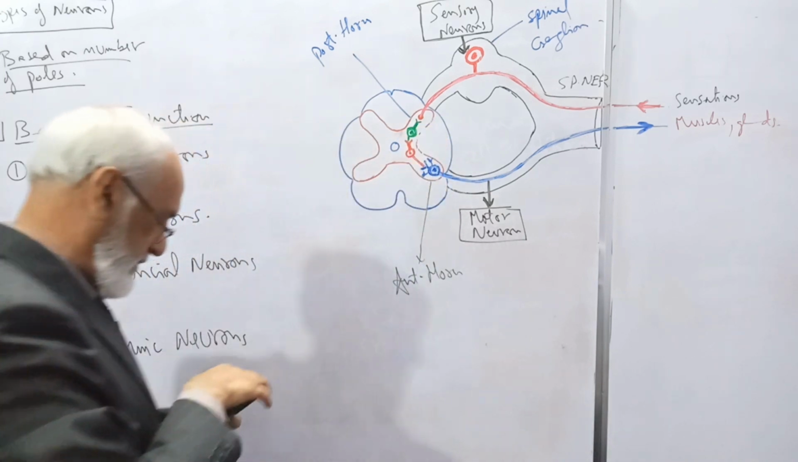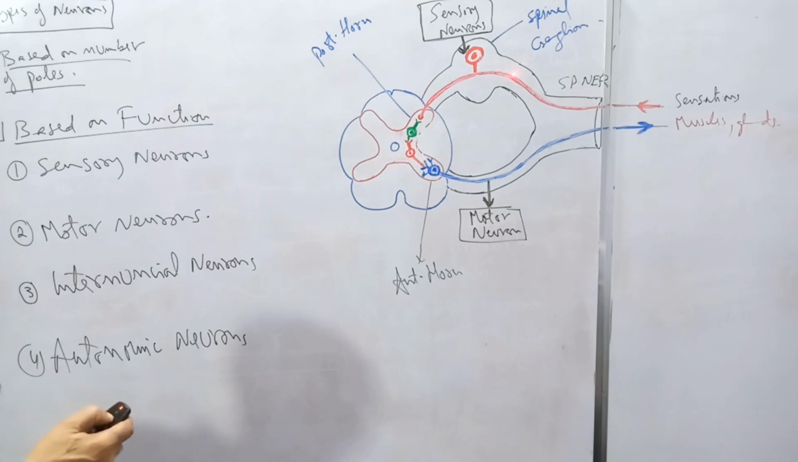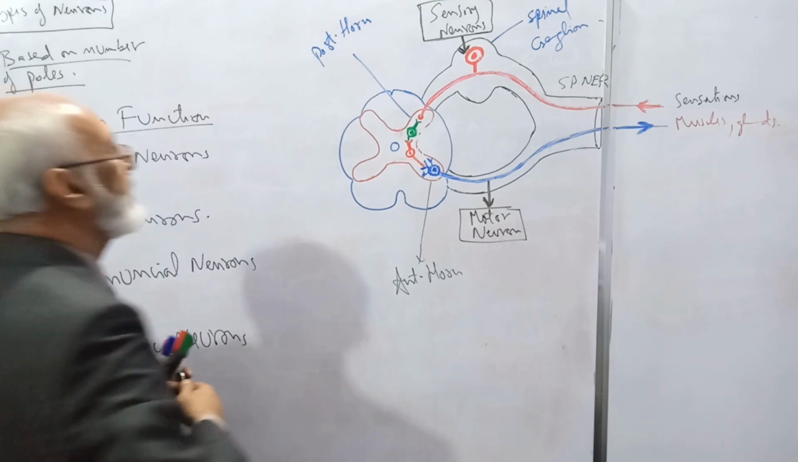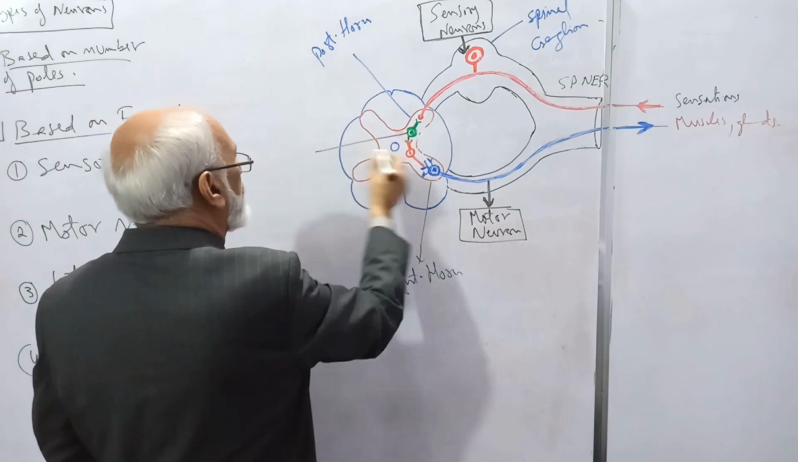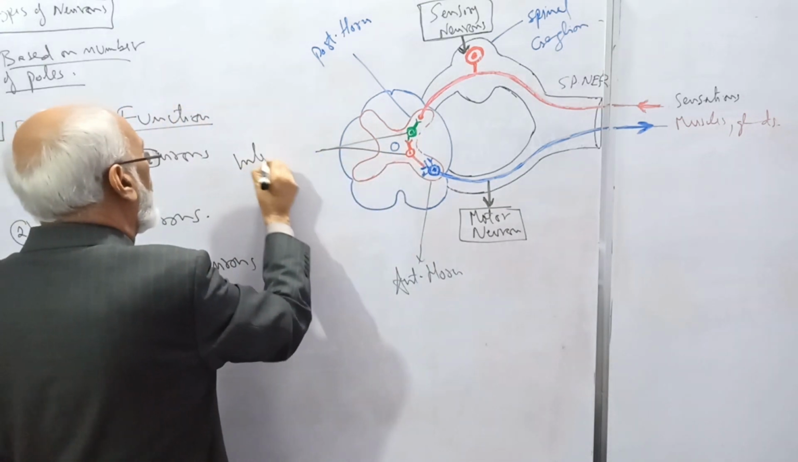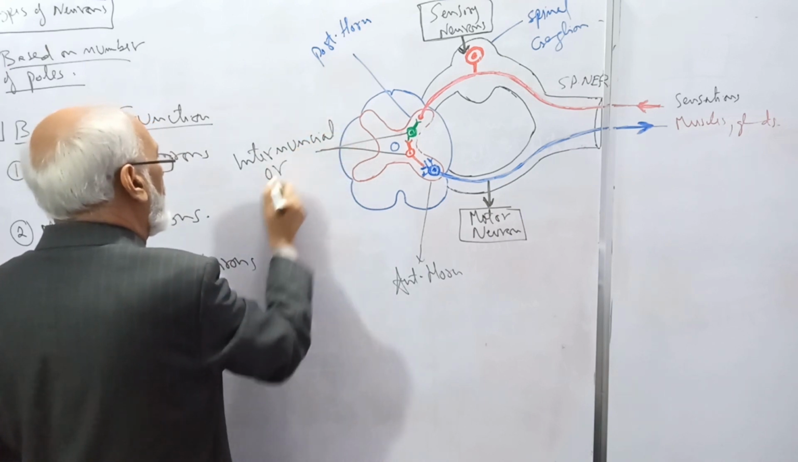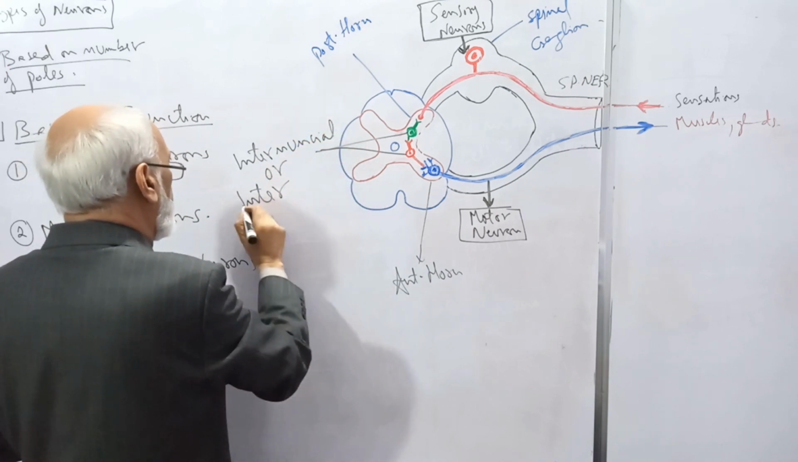So can you see? Between sensory neuron and motor neuron, there may be one or more neurons interconnecting the sensory and motor neurons. Such type of neurons are known as the internuncial neurons. For example, in this diagram, I have shown two neurons, one green color, one red. Internuncial are simply interneurons.